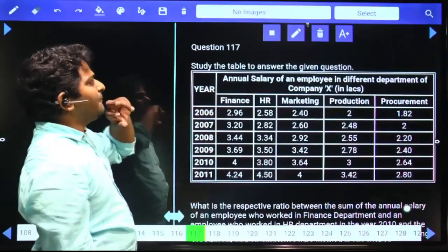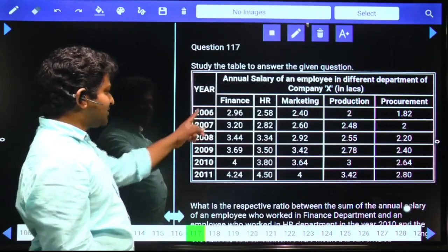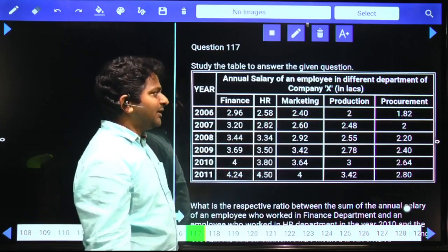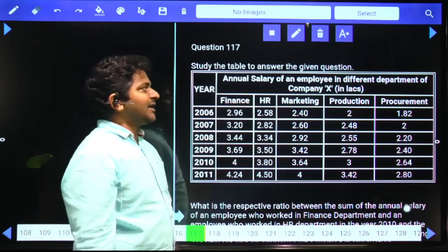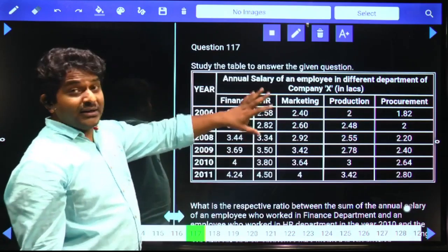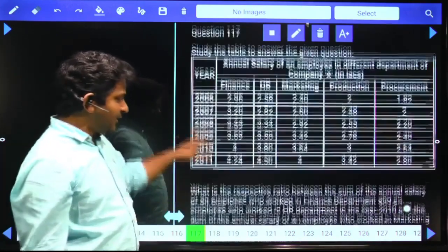Annual salary of an employee in different departments, in lakhs of rupees, 2006 to 2011. Finance, HR, marketing, production and then procurement. These are all salaries of each employee in the respective departments in the respective year.